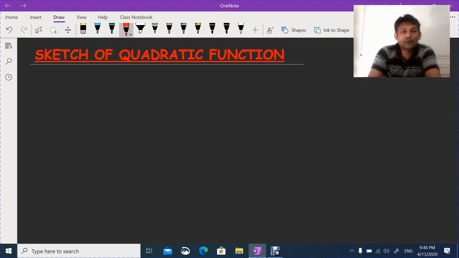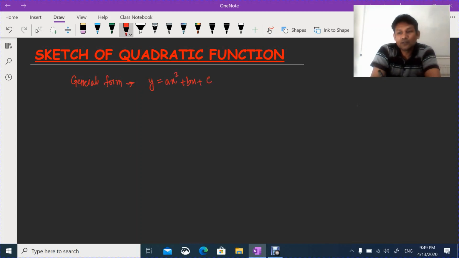Everyone. Today I'm going to discuss the sketch of the quadratic function. This topic is about the equation when the maximum power of the x variable is 2. So first of all I would like to write the general form. The general form for the quadratic function is y equals ax square plus bx plus c.